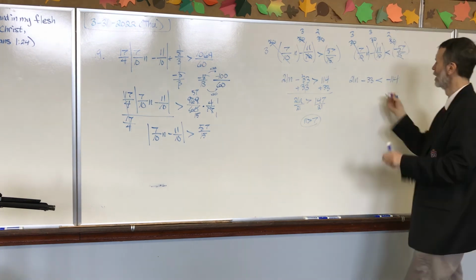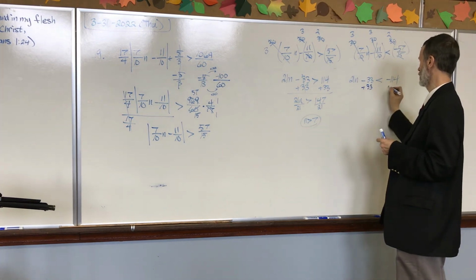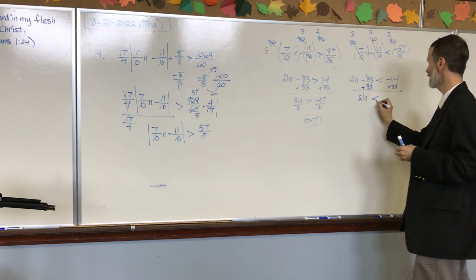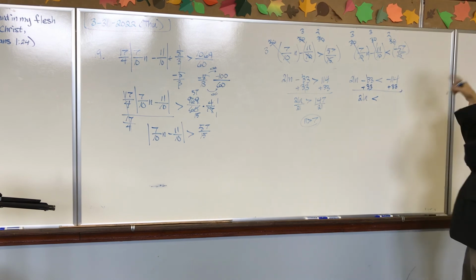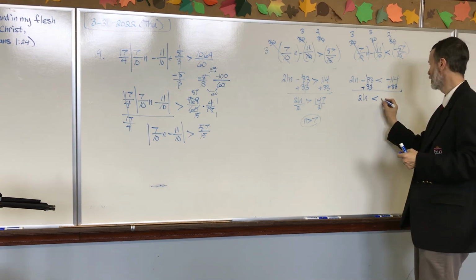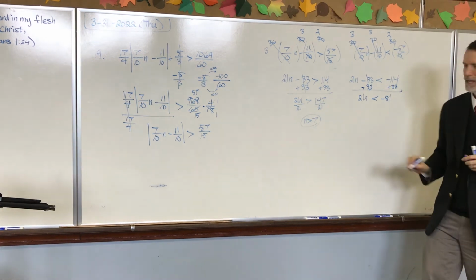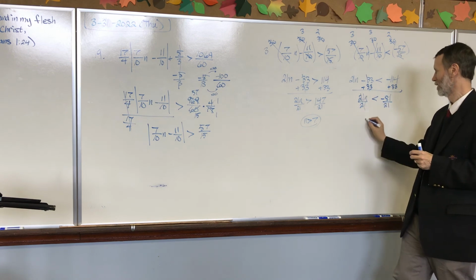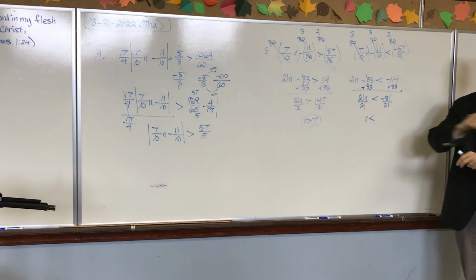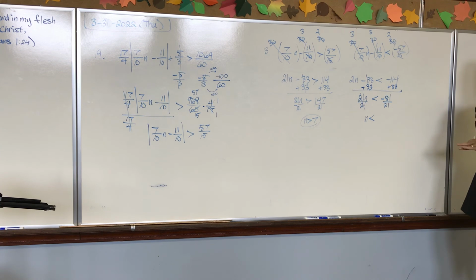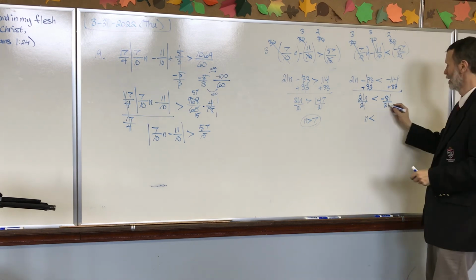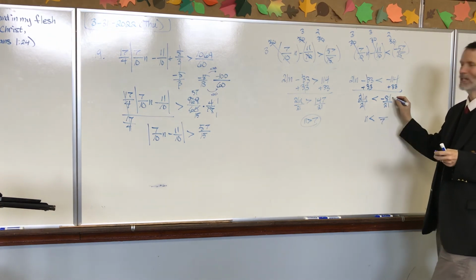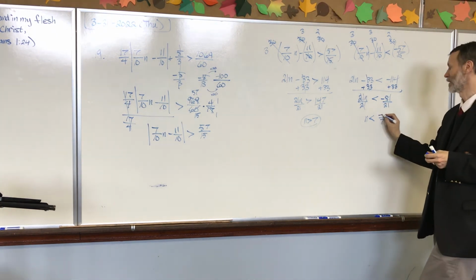The other one, add 33. 21n is less than, oh man, negative 81? Now divide by 21. Almost out of time. What goes into 81 and 21? What is it reduced by? 3. How many 3's in 21? 7. How many 3's in 81? 27. It's negative 27/7.